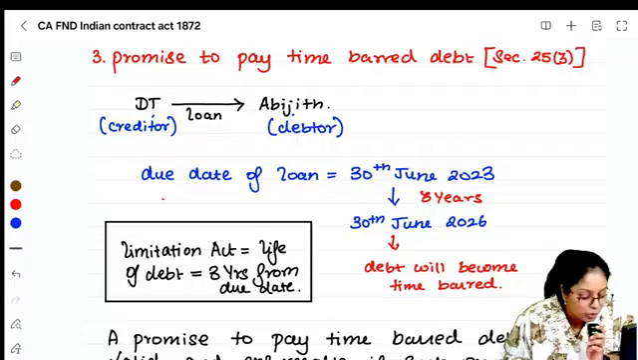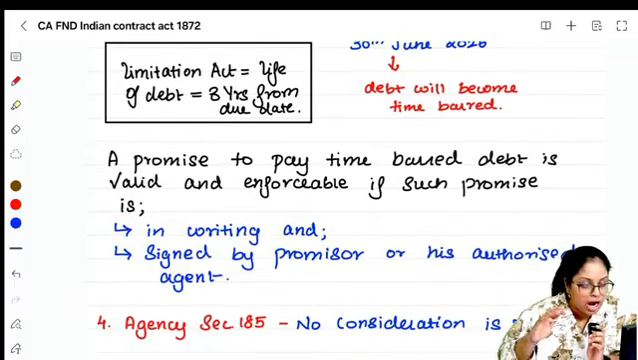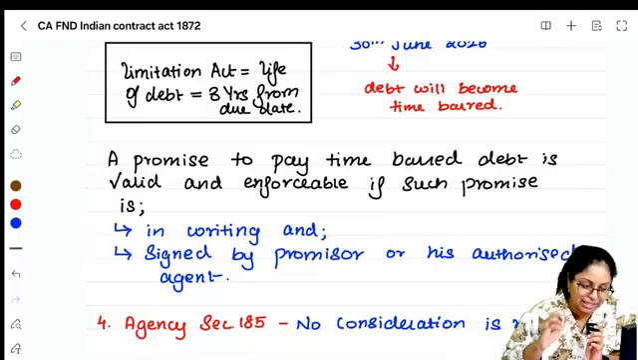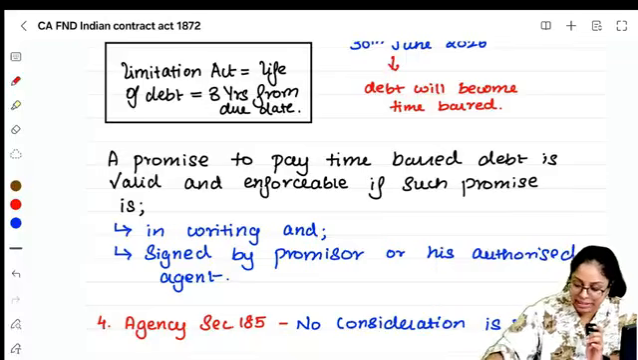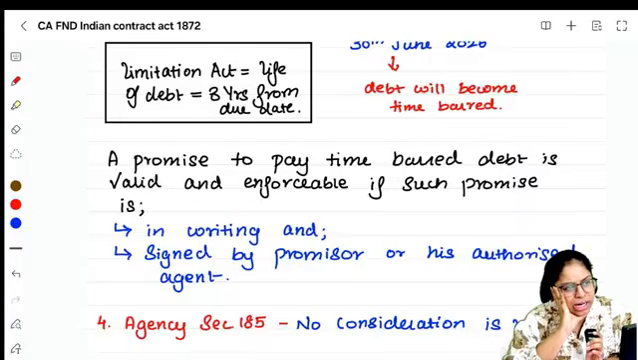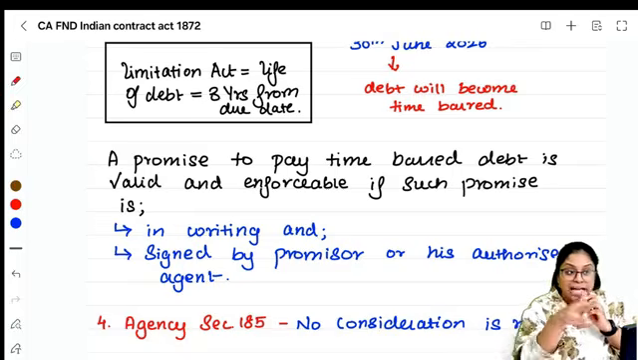You tell me, now in the eyes of law Abhijit has given in writing saying that I will return DT's money. He has also signed it. But you tell me, in the eyes of law, doesn't it look like only Abhijit is paying me? Yes or no? Because the loan I gave is not looked at as a repayment anymore.